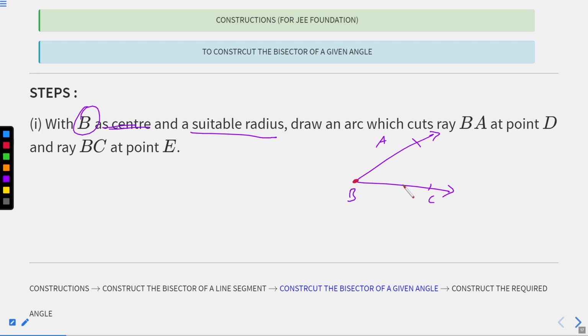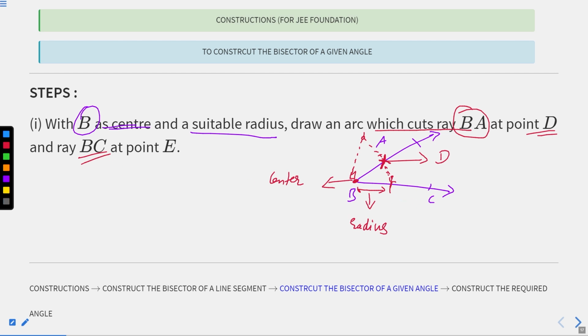Now taking a suitable radius, with the compass needle here as the center, making an arc which cuts ray BA. So the ray BA is cut here at point D, name it point D, and it cuts the ray BC here at point E.